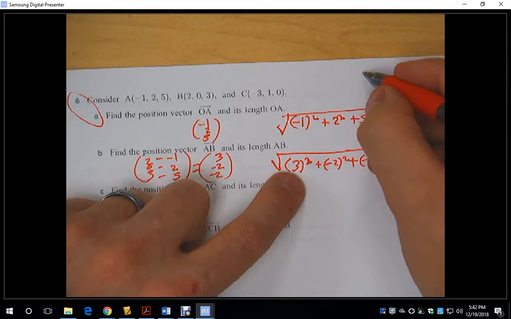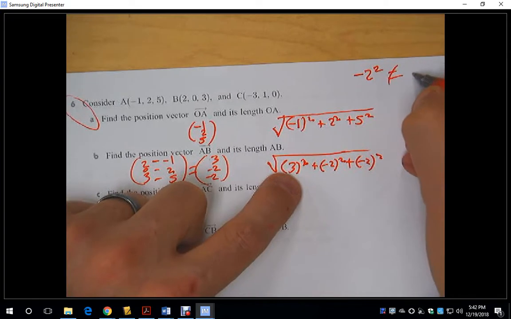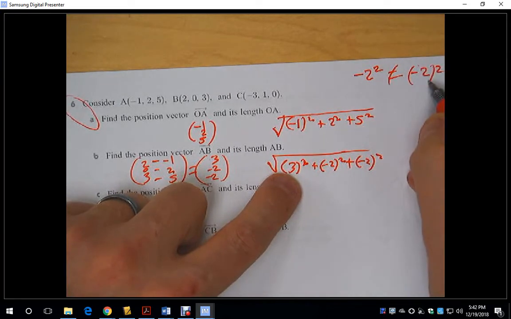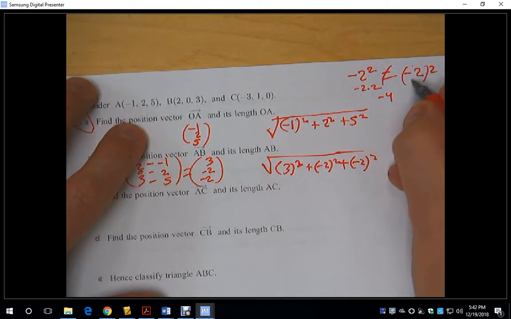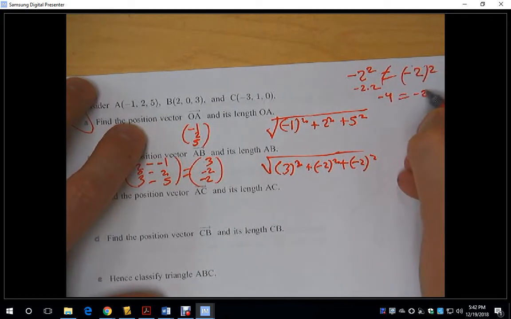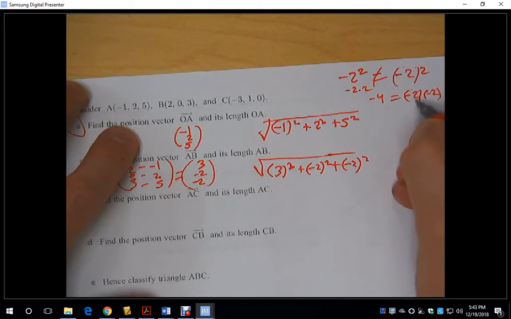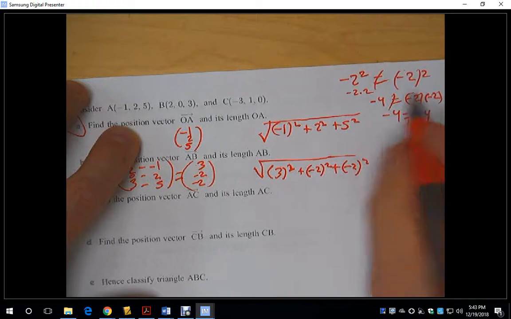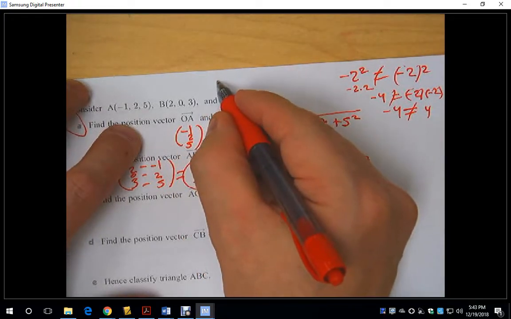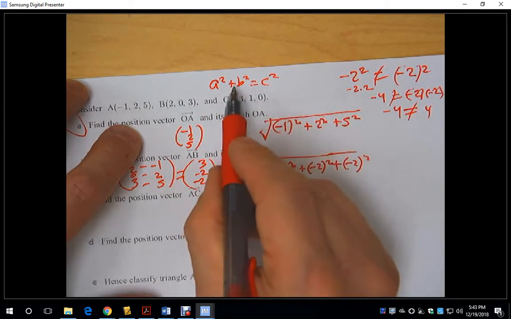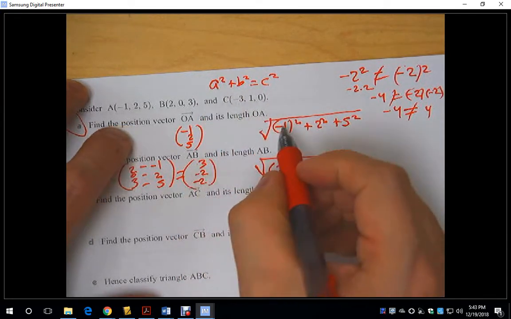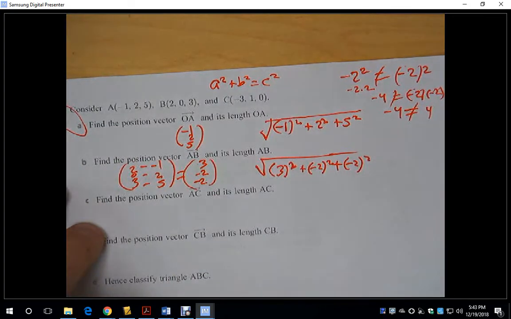Because let's recall that -2 squared is not the same thing as -2 in parentheses squared. This -2 squared without parentheses is -2 times 2, which is -4. And -2 in parentheses is -2 times -2, which is a positive 4. -4 never equaled 4, so these do not equal each other. And the Pythagorean theorem says all of A squared plus all of B squared equals all of C squared. So we are going to square whatever A is, whether it's positive or negative, it's all going to be squared.